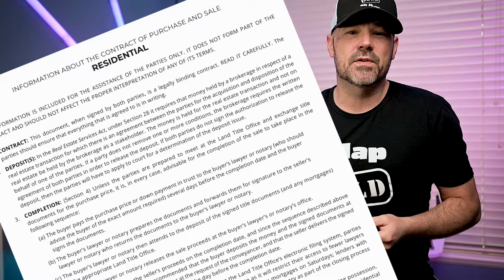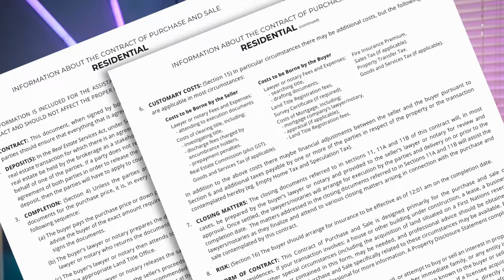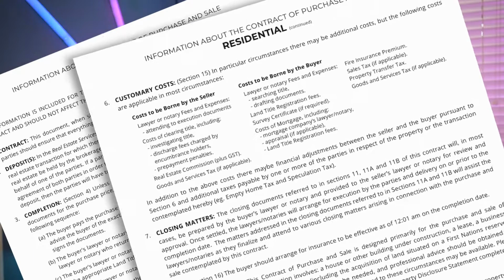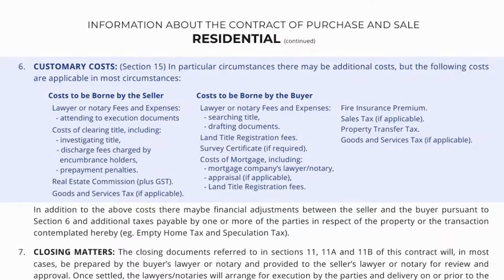The first 2 pages of the document is called the information about the contract of purchase and sale. Here, we break down in pretty specific details important parts of the contract and why they are there. The most important is number 6, customary costs. At this point, every agent will stop and point out some super valuable information: costs that the buyer and seller incur during this transaction.